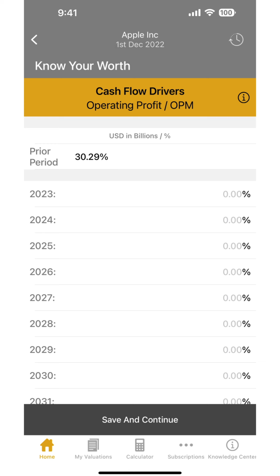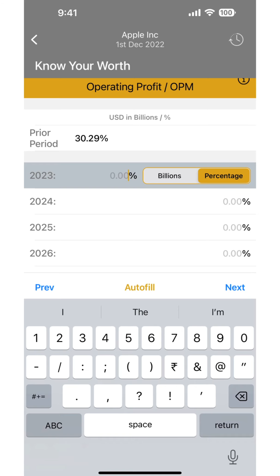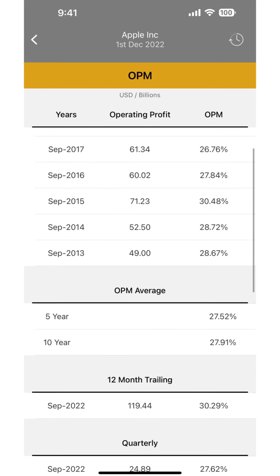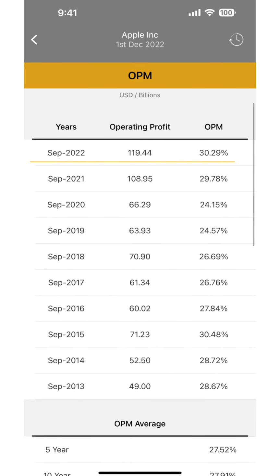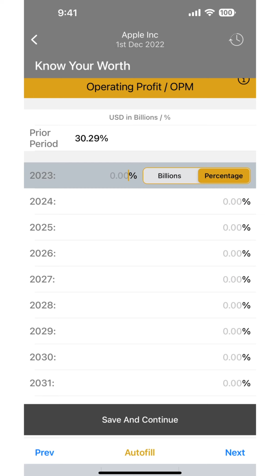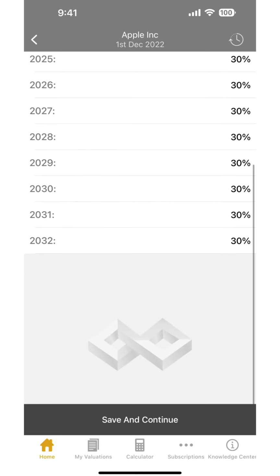Prior period operating profit is pre-filled. You can enter the operating profit for the forecasted years as a percentage of sales or as values. Users can refer to the History icon to view operating profit and margins throughout previous years. The company reported an OPM of 30.29% during the prior period ended September 30, 2022. We assume that Apple's operating profit margin is expected to be around 30% during the next 10 years and sustain. Users can use the autofill function to expedite the process.